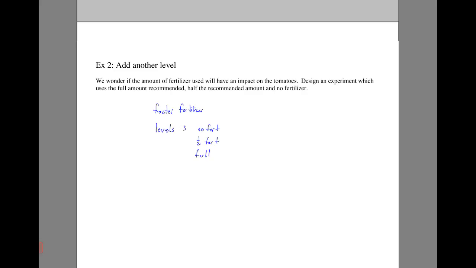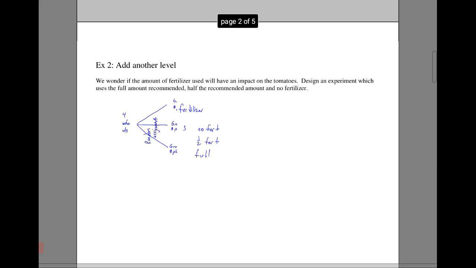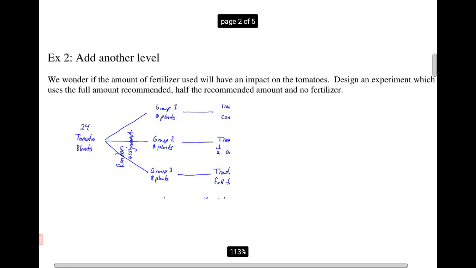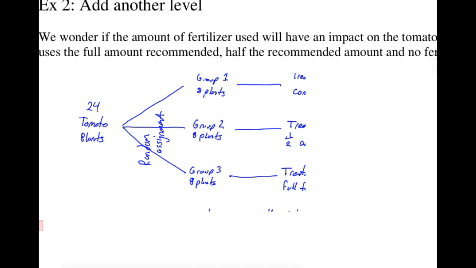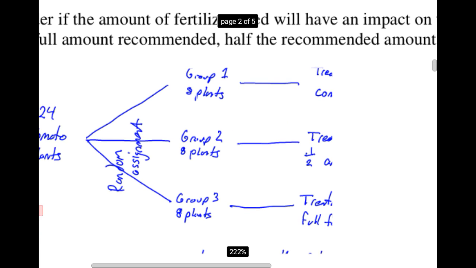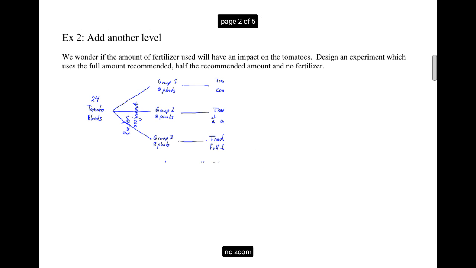So we're going to start with our 24 tomato plants. And we're going to randomly assign them into groups. Okay, just like last time. Okay, so group 1 is going to have 8 plants, group 2 will have 8 plants, and group 3 will also have 8 plants.